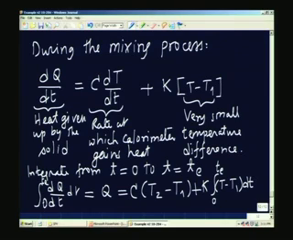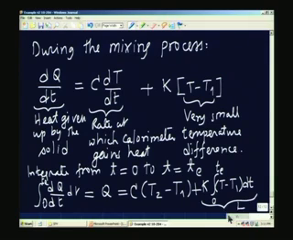Of course, I cannot say anything about this term at the moment. We will come back to this term a little later on, but during the mixing process I have an equation which says that the heat given up by the solid, equal to Q, is shared between two quantities: one, the heat gained by the calorimeter in going from temperature T1 to temperature T2, plus K times the integral, which is nothing but the loss.